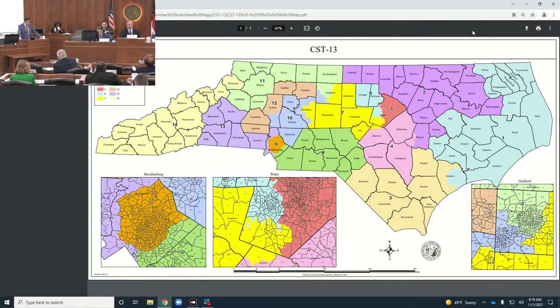VTDs were only split when necessary for balancing population or keeping municipalities whole. There are 24 total split VTDs in the map. All of the districts are compact. Only 2 municipalities are split in the entire state. This map was not drawn using partisan data, and member residence was considered. Community considerations were made to try to keep communities together, particularly in terms of cities and towns. And Mr. Chair, that is the presentation of the map.